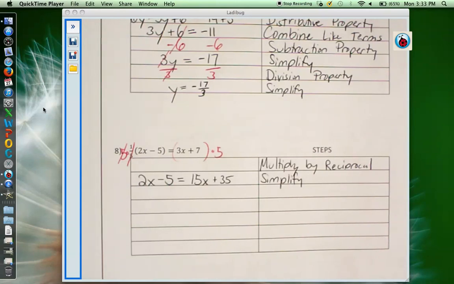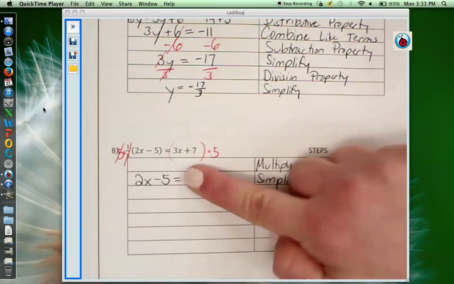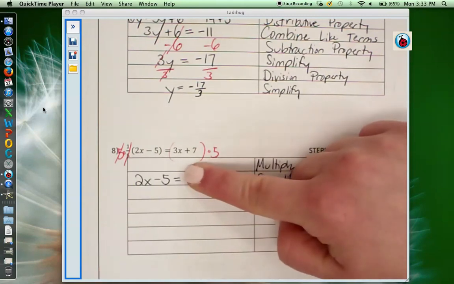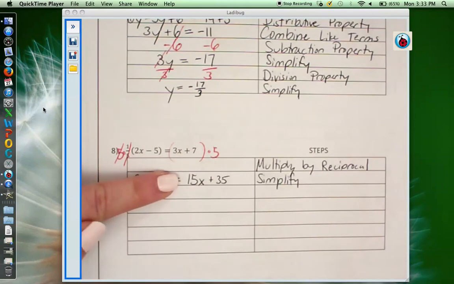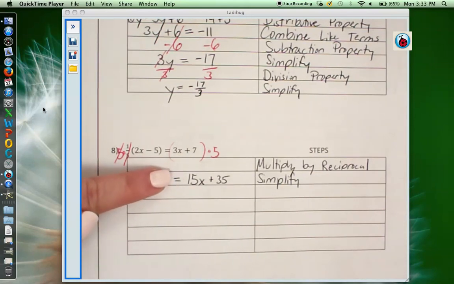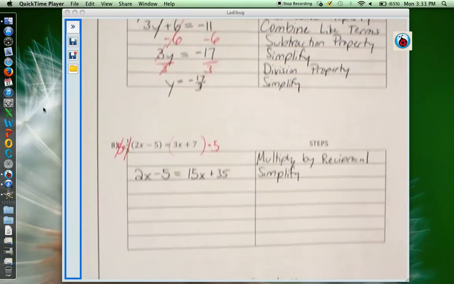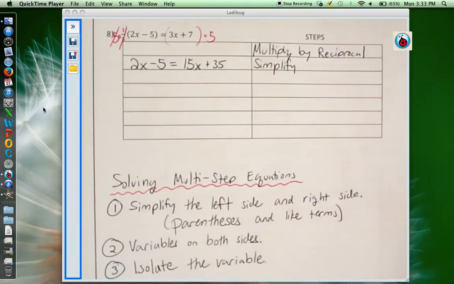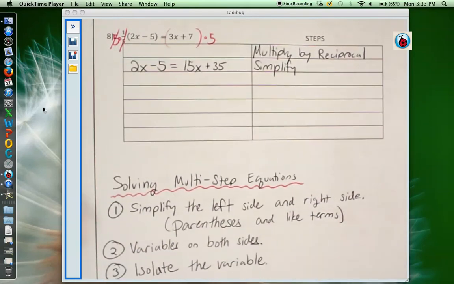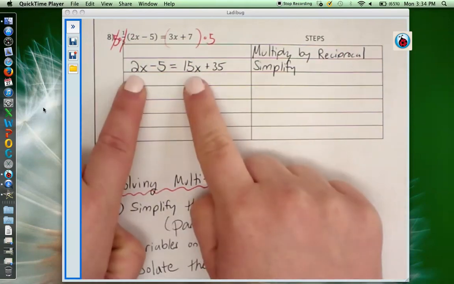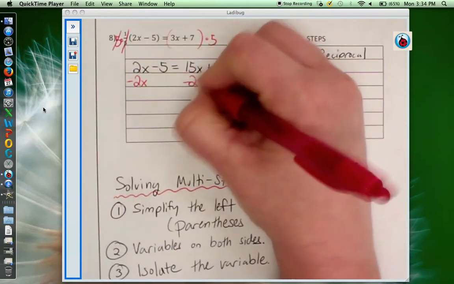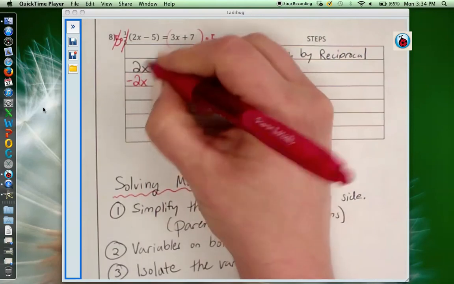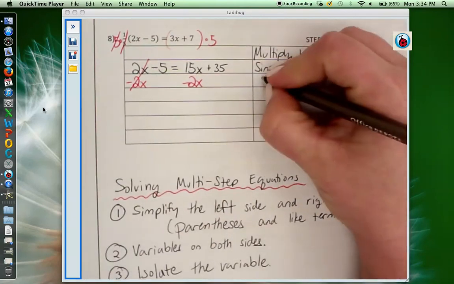All right, now let's check. Left side of the equal sign is simplified. There are no parentheses, no like terms. Right side of the equation is simplified. There are no parentheses, no like terms. So the next thing I need to deal with, if I take a look at my steps, is variables on both sides. In this problem, we do have variables on both sides, 2x and 15x. To simplify that, I will subtract 2x from each side to get rid of that 2x. That is using subtraction property.